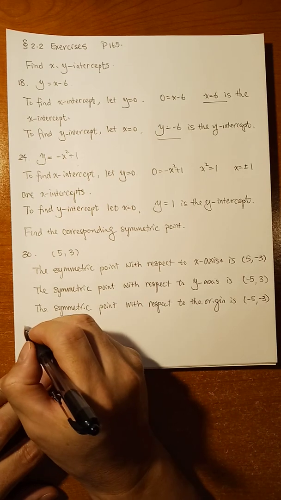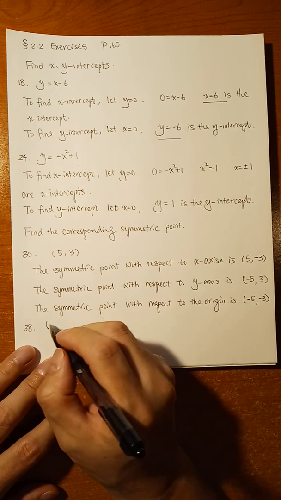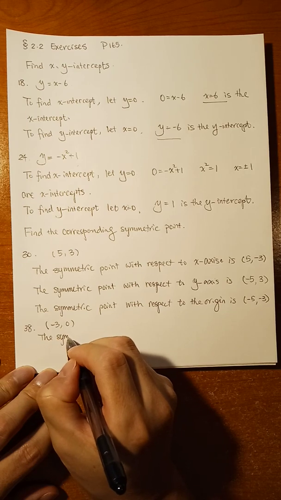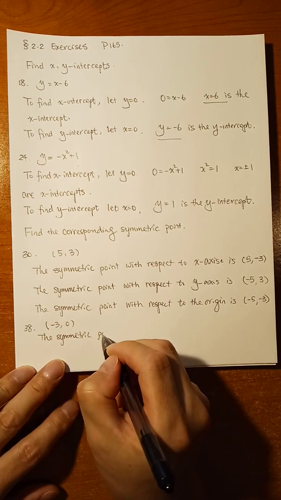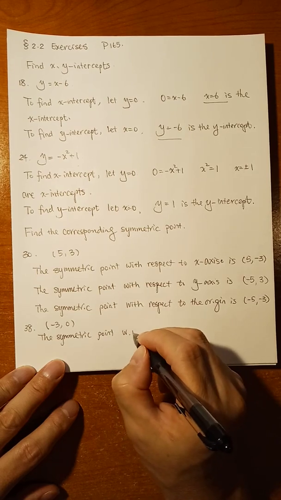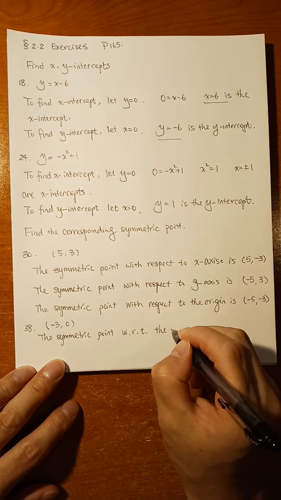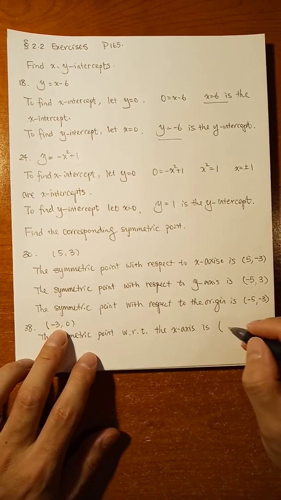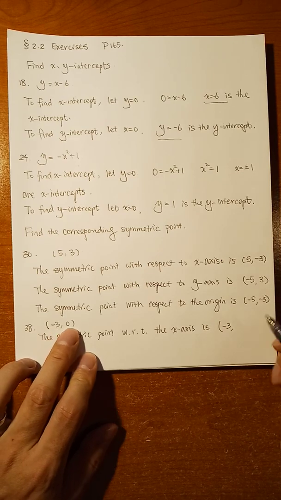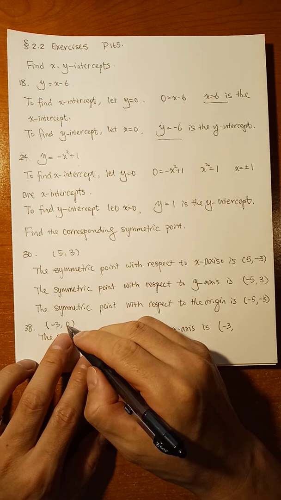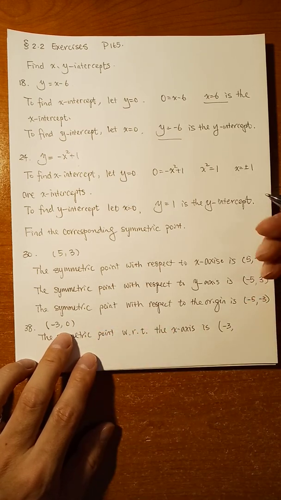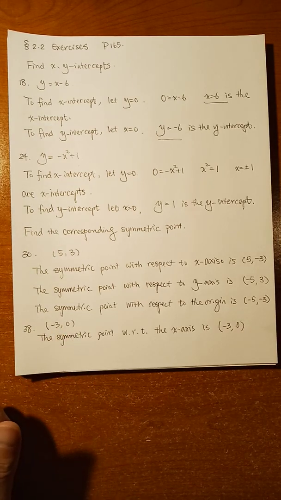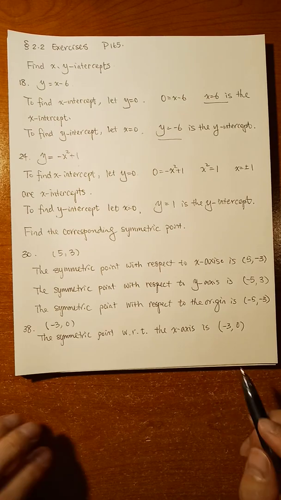So for example, if we have 38, we have point -3, 0. Then the symmetric point with respect to the x-axis is, okay, with respect to x-axis, x coordinate does not change, y coordinate changes to be the opposite. 0, you add an additional negative sign, -0. -0 is still 0. So the symmetric point is itself.